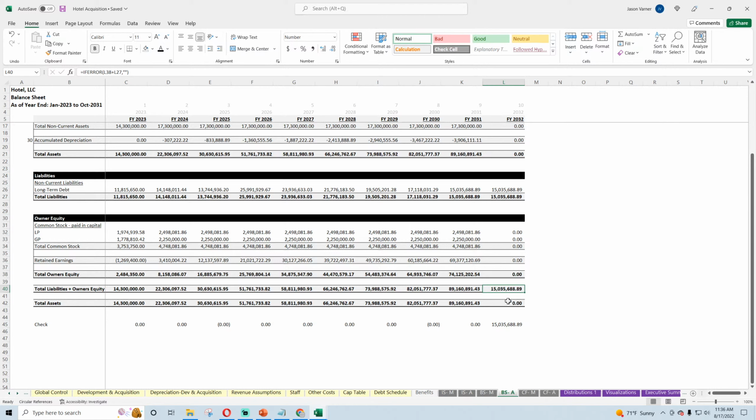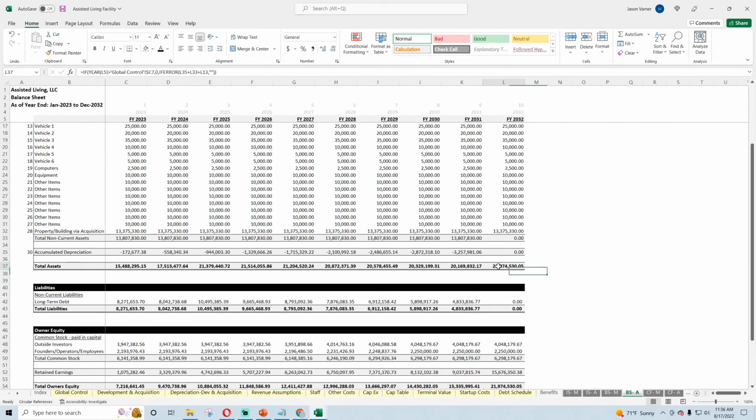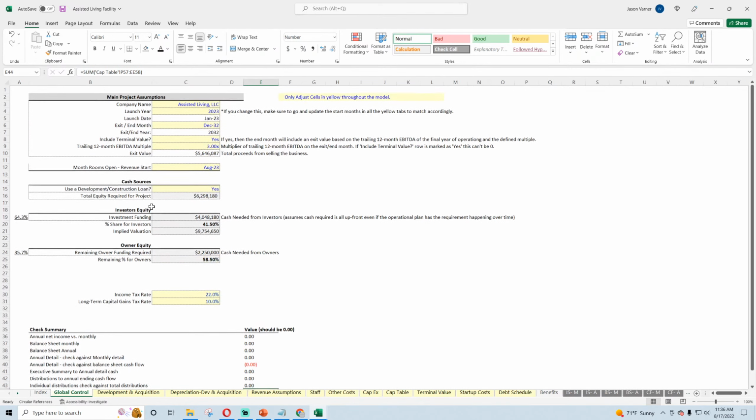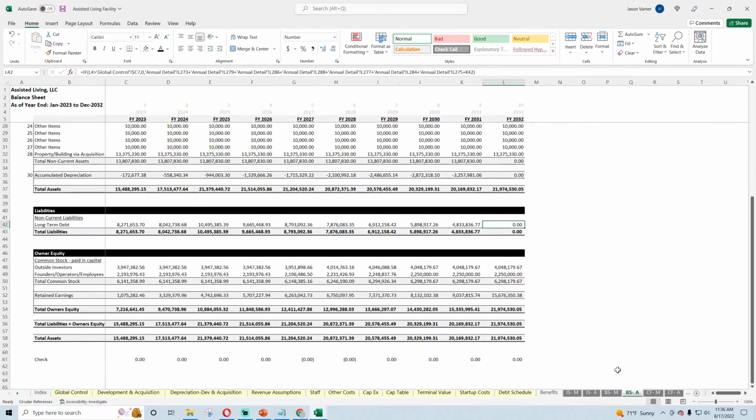Let's see. Assets are zeroed out. Liabilities should be zeroed out. Let's check here. What do I do on this one for balance sheet annual? So that's zeroed out. What about this one? Greater than C7. Yep. Okay, so that's the issue.